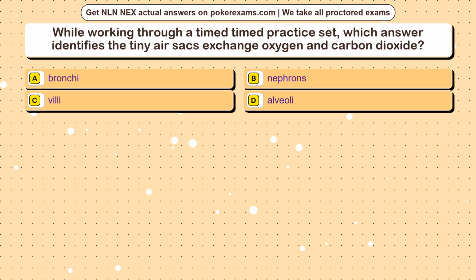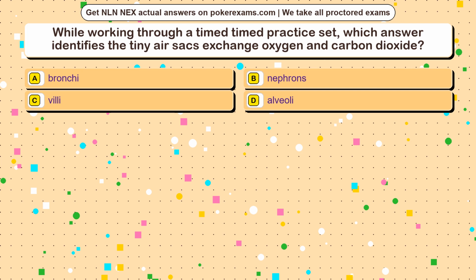Question 8. While working through a timed practice set, which answer identifies the tiny air sacs that exchange oxygen and carbon dioxide? Option A, bronchi. Option B, nephrons. Option C, villi. Option D, alveoli.